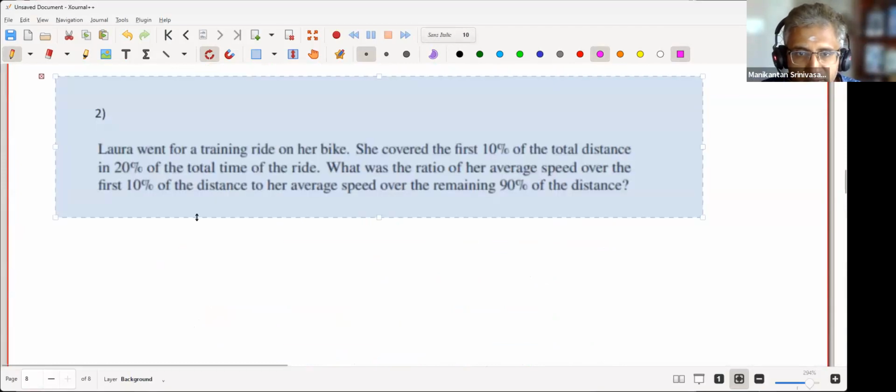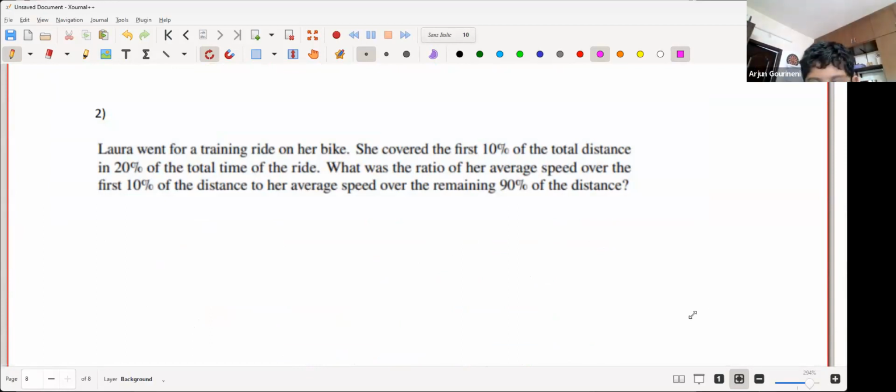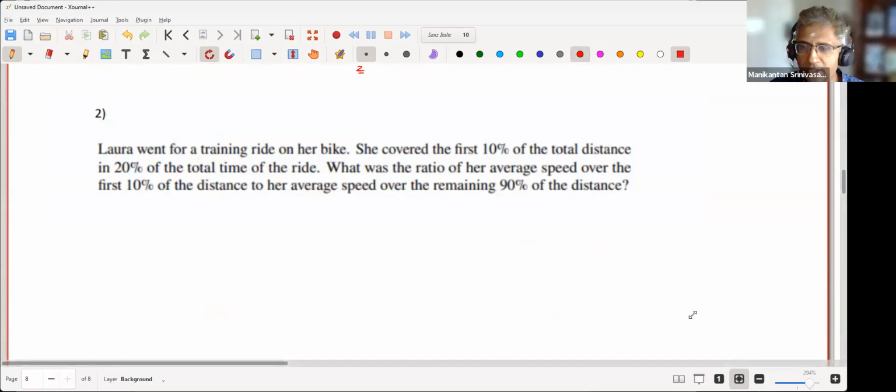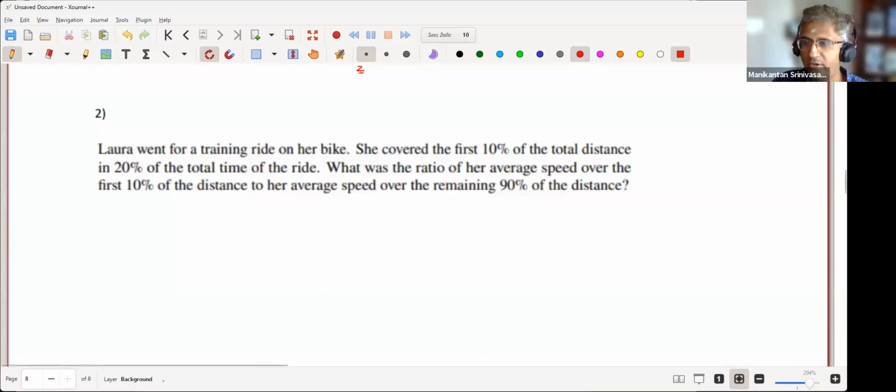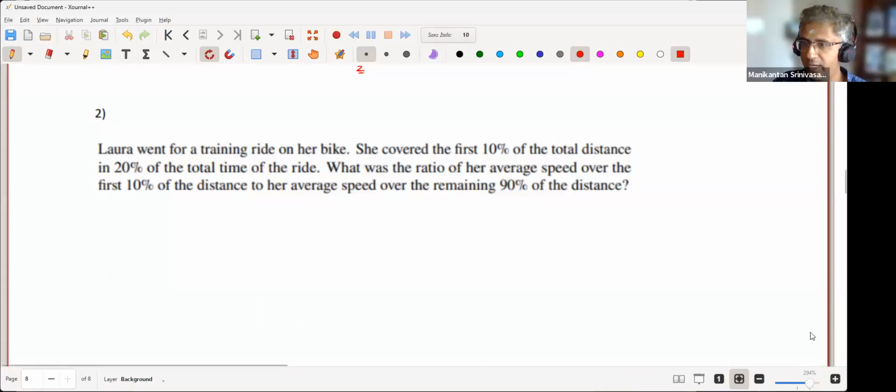Laura went for a training ride on a bike, blah, blah, blah. Arjun, what did you get on this one? You don't have to raise your hand, Precious. I'll make sure everyone gets a turn, no one needs to raise their hand, don't worry. Yeah, Arjun, what did you get on this? Sir, I haven't tried this question. Why not? Sir, this is just the second question, right? Does this mean you have not tried the other questions as well? No, sir, I have. Only this question you left off. Yes. Okay, that's fine. I'll give it to someone else.